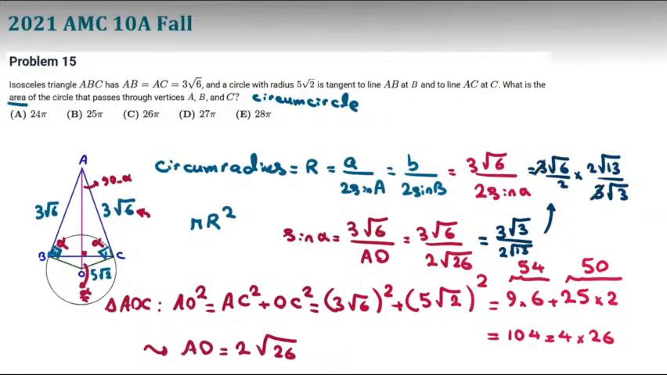I cancel 3 by 3. Root 3 by this will be root 2. And also this 2 by this 2. It will be root 26. Now that r is root 26, we want to find pi r squared. Because r is root 26 here, it will be 26 pi. So the answer is C.